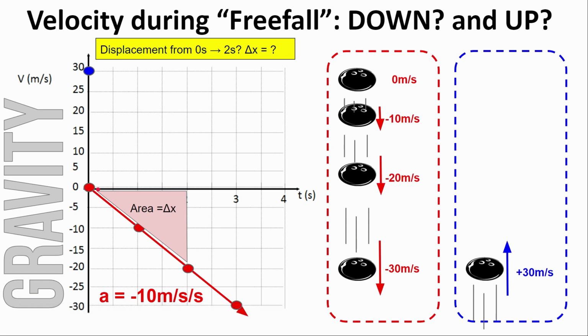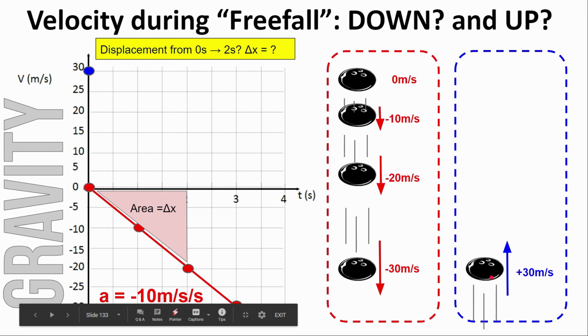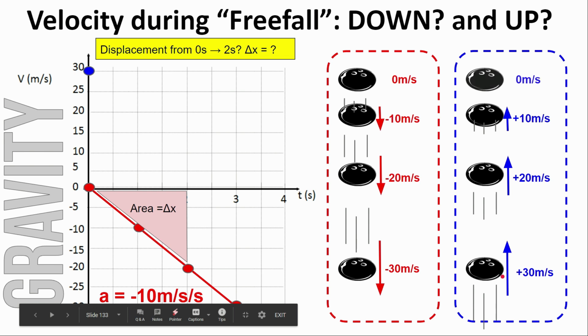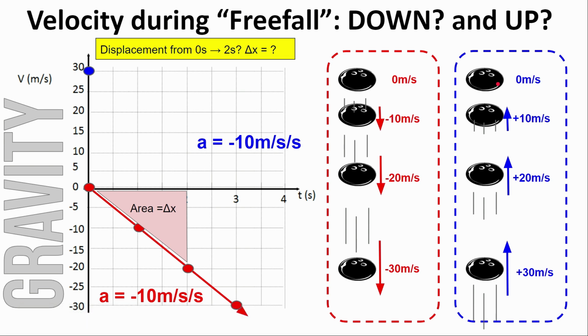Let's now look at the situation where we have something that's launched upward with an initial velocity of positive 30 meters per second. We saw with the video analysis again that the acceleration is also negative 10 meters per second each second. That's true of something moving in the negative direction and increasing in speed, or moving in the positive vertical direction and decreasing in speed. So what would the velocity versus time graph look like here? If the initial velocity is positive 30 meters per second, and the acceleration is negative 10 meters per second each second, that means every second later, the velocity has to go down by 10 meters per second.